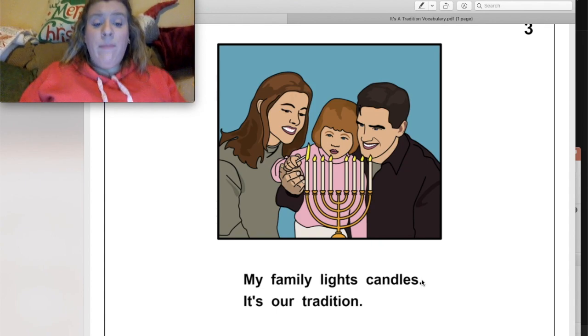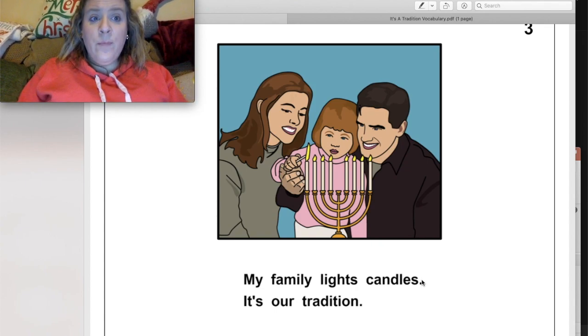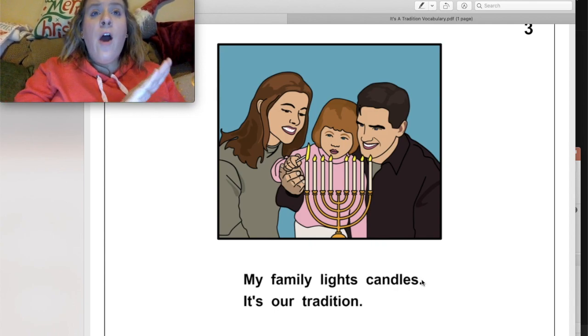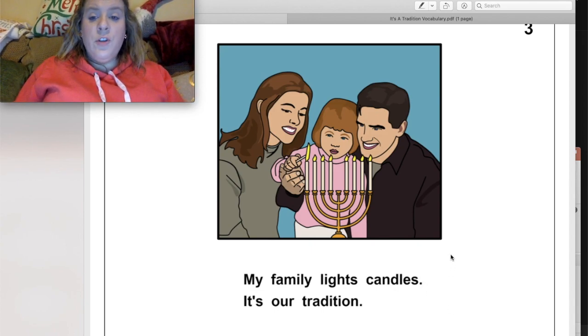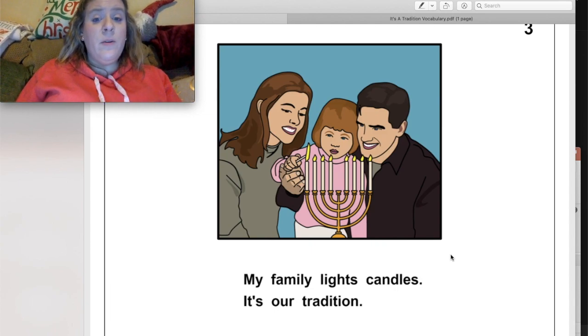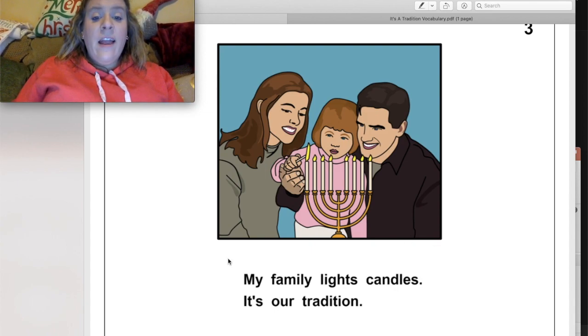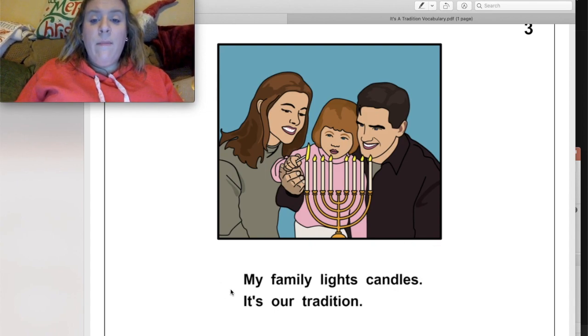But we also know that people who celebrate Kwanzaa use a kinara, which is very similar looking to a menorah. They light candles. We know people that celebrate Christmas light candles, whether you put them in your window or use them around your home as decorations. I'm sure for other holidays that go on during this time of year, people use candles. Not everyone does. That's okay. But again, in the story, it says, "My family lights candles. It's our tradition."